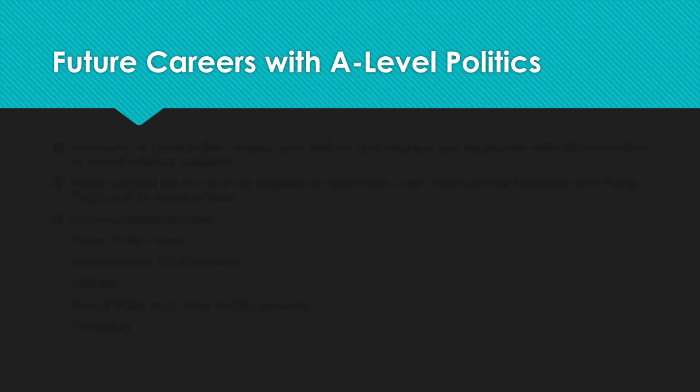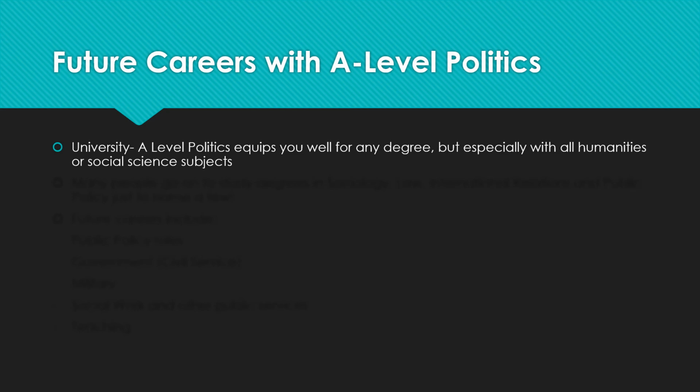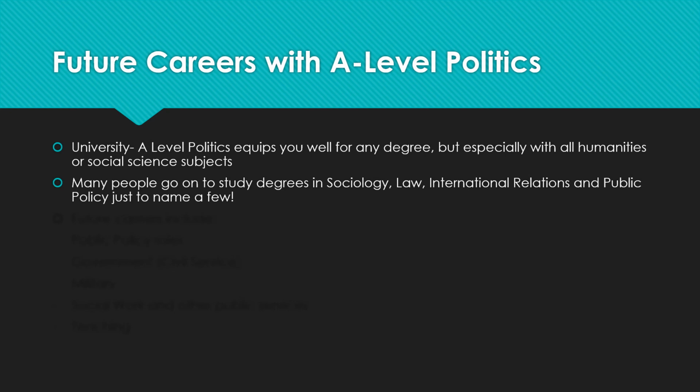So if we look at some future careers then, obviously this is a good transition to university. A-level politics really does equip students well for any degree, but especially those humanities and social science subjects. Many people go on to study degrees in sociology, law, international relations, and public policy, just to name a few. So there's really a lot of degrees out there that go really well with the subject matter of A-level politics, and also the study skills it will equip you with.